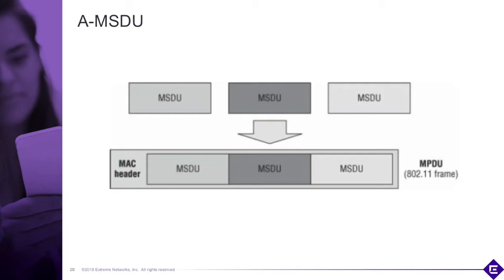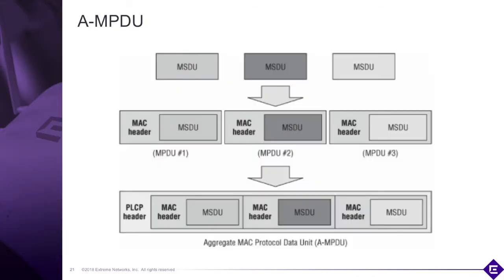There is one downside to aggregated MSDUs, and that is the redundancy check is done on the whole frame. If any part of this frame is corrupted in transmission, then the whole frame will have to be resent. So that is the downside to an aggregated MSDU.